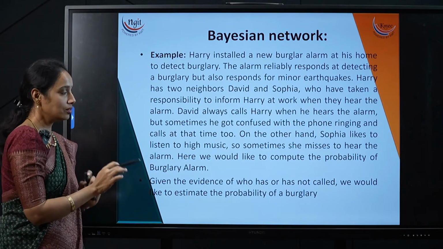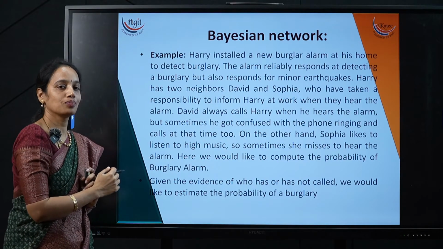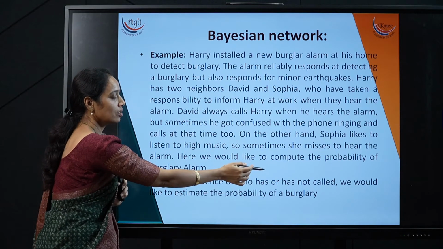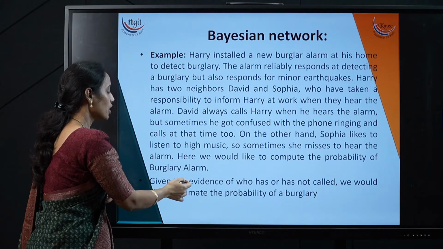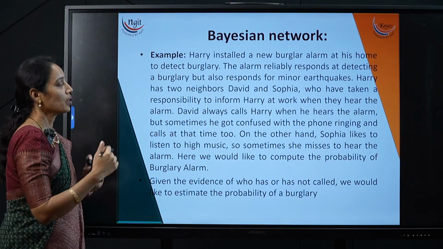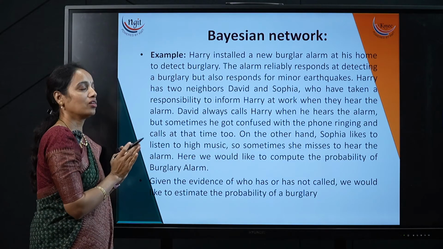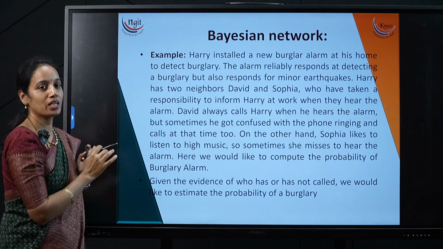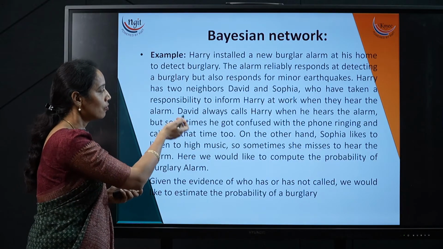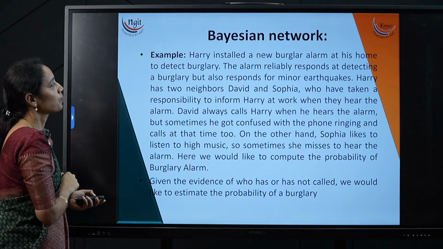So now we would like to compute the probability of a burglary. Given the evidence of who has or has not called, we would like to estimate the probability of a burglary. Is there any burglary or not, given there is an alarm or not, and whether David and Sophia call Harry or not. This is the problem statement here. So now we are going to solve this problem using the Bayesian network model.